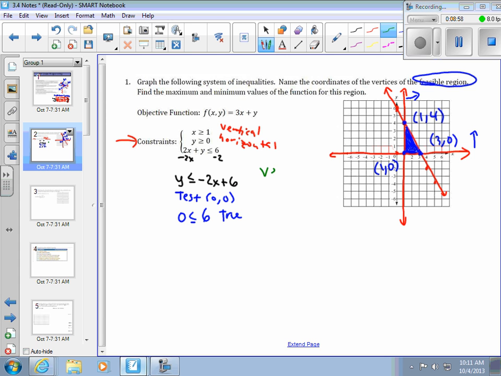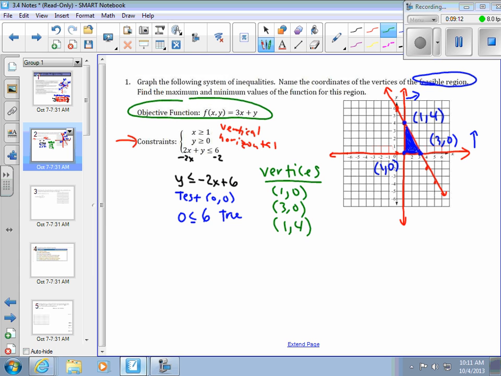Okay, once you have your vertices, you want to now check them in with the objective function. So we want to take our objective function right here and see which of these points gives us our maximum and which one gives us our minimum. So to test them out now, you put them in. So we want to see what is f at 1, 0. Plug that in, you get 3 times 1 plus 0. That would equal a value of 3.